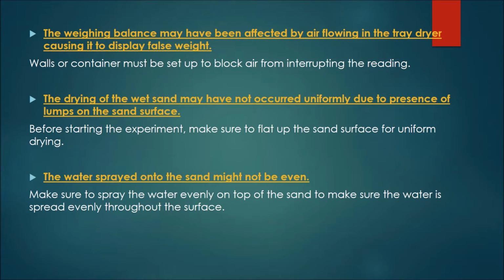Secondly, the drying of the wet sand may not have occurred uniformly due to the presence of lumps on the sand surface. So before we start the experiment, we have to make sure to flatten the sand surface for uniform drying. Thirdly, the water sprayed onto the sand might not have been even. So we have to make sure to spray the water evenly on top of the sand, so that the water is spread evenly throughout the surface and the drying can occur efficiently.